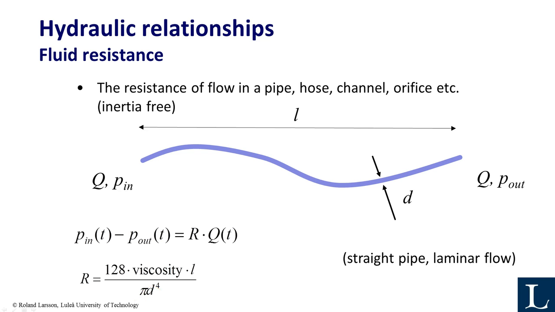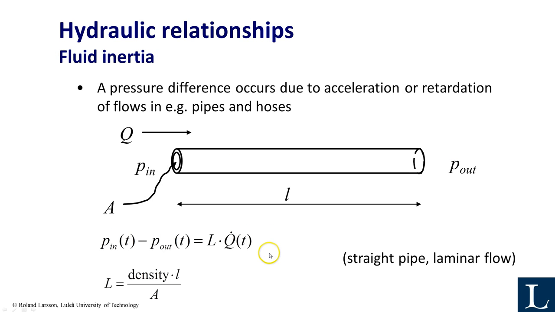So here you can see that the diameter is extremely important. If you make it 2 times bigger, the resistance will decrease by 16 times. So the diameter is very much the most important parameter in this case.